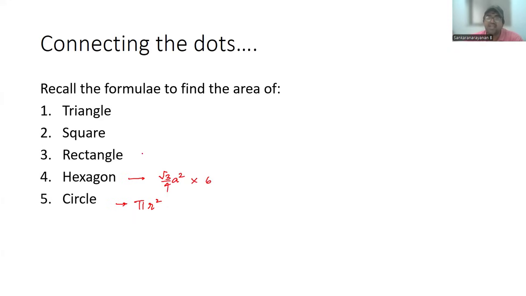If L is the length and B is the breadth, the area of the rectangle is L into B. If a is the edge, the side of a square, the area is a square. As far as the triangle is concerned, we have Heron's formula. We have learned about half BH, right? Any random triangle you consider, if you know the base and the height, the area can be calculated as half BH. Heron's formula is also there. Using these formulae, you can find the area of the triangle, right?